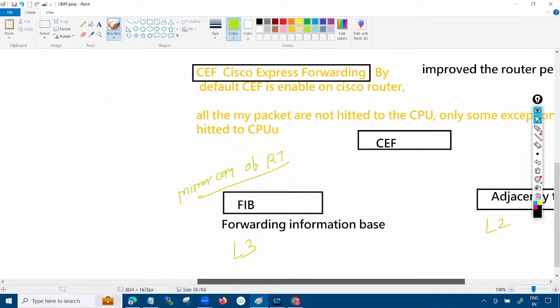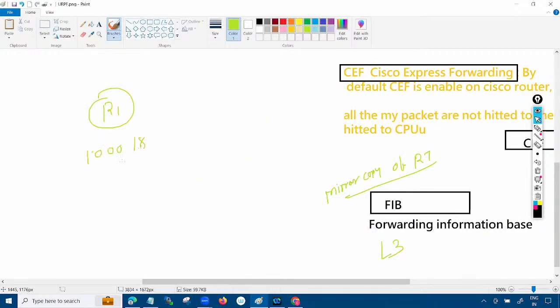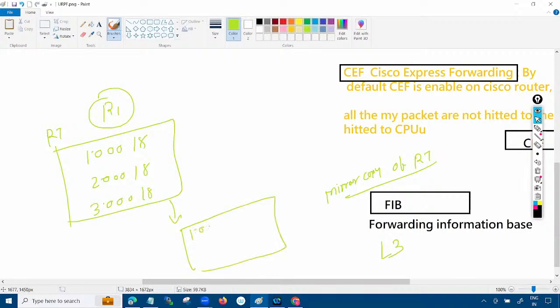if your router has 1.0.0.0/8, 2.0.0.0/8, and 3.0.0.0/8 in your routing table, take this as the routing table example, the same information will be placed in the FIB table. So this is my FIB table, the forwarding information base, that maintains the layer 3 information. If I remove 1.0.0.0/8 from the routing table, automatically the information will be removed from the FIB table.